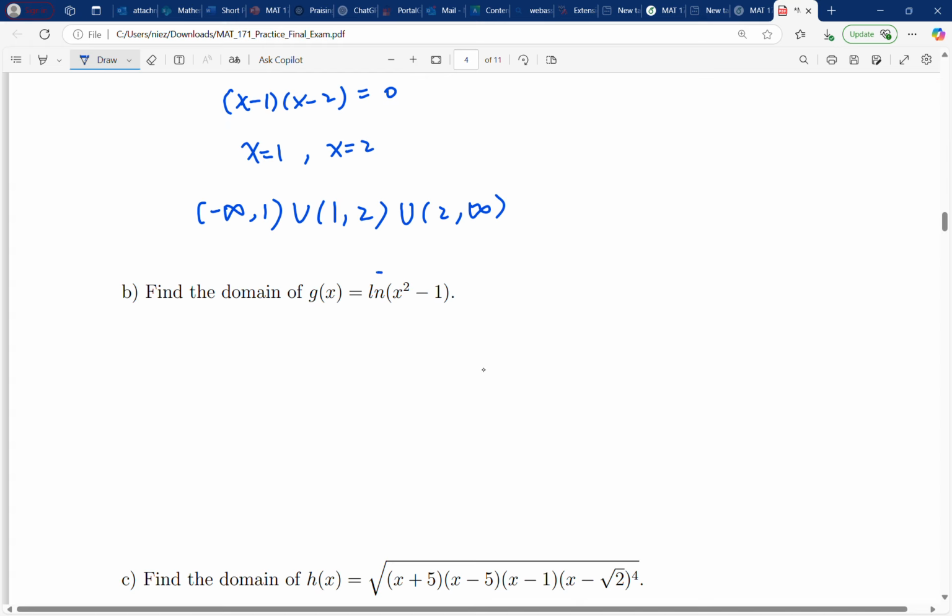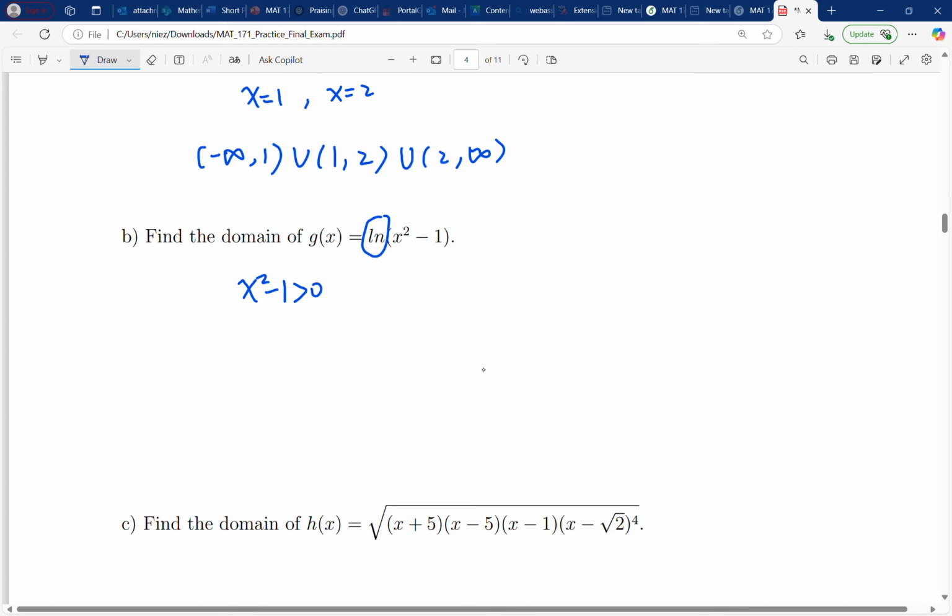This is a logarithmic function, so you should make sure x squared minus 1 is greater than 0, not greater than or equal to. Then this one is a quadratic inequality. When it's greater than, you can write it like this: x squared greater than 1 means x greater than 1 or x less than negative 1.